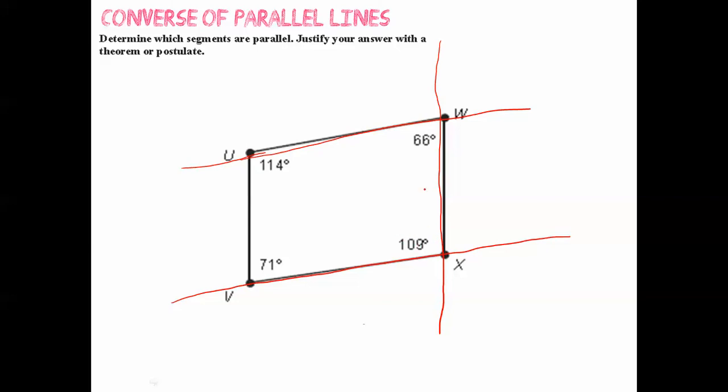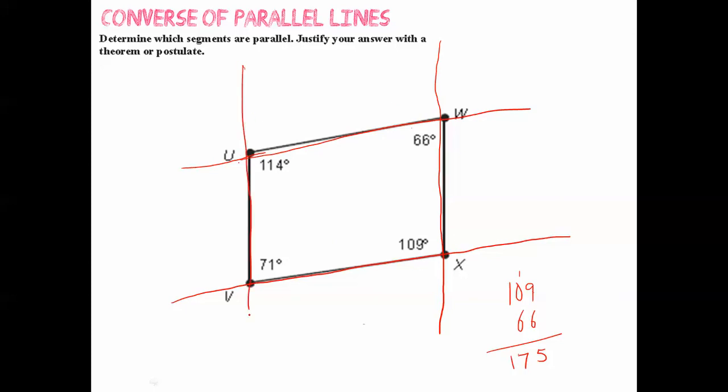In order for these two to be parallel, 109 plus 66 has to equal 180. Now, obviously, looking right here, if we even just look at the 9 and the 6, we're looking at 175. So we know that UW cannot be parallel to VX.